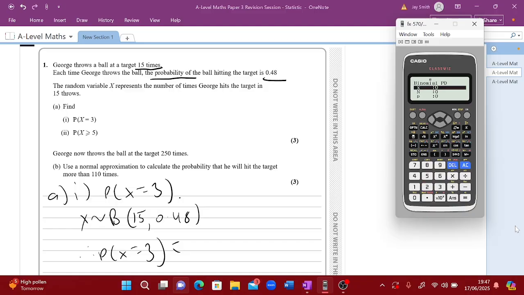You're going to want variable, and then you get this menu here. So X is going to be 3, N is going to be 15 and your probability is 0.48. And so we get this number here, 0.01966.